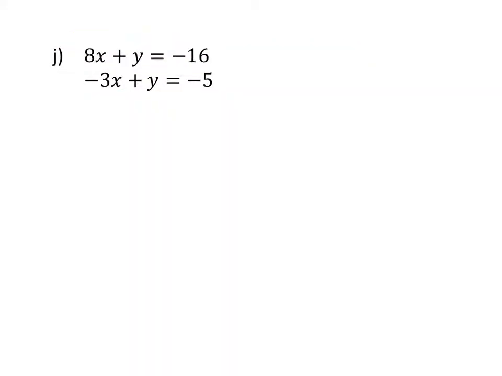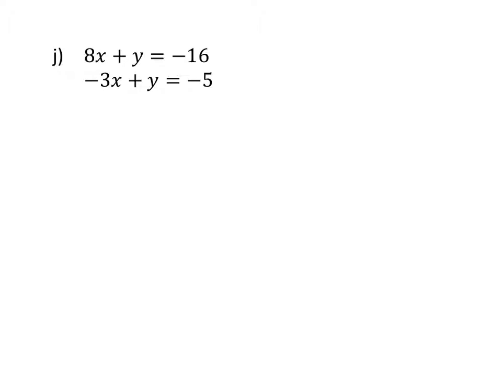All right, so we have 8x and negative 3x. They're not opposites, they're not the same. We have positive y and positive y. This time they're the same. We've dealt with everything so far that were opposites. So this time they're the same, and we'll discuss what to do with that. My equal signs are lined up and my constants.